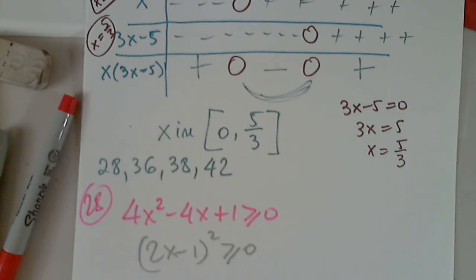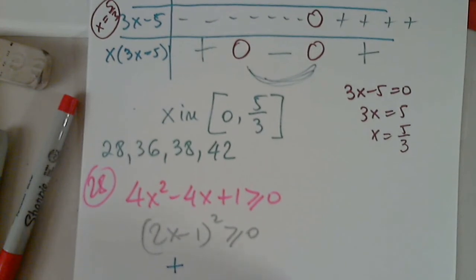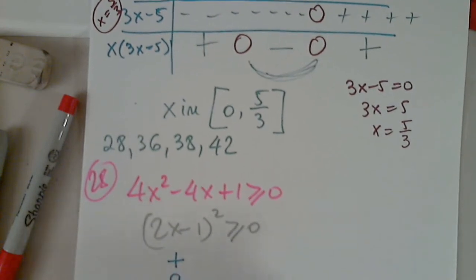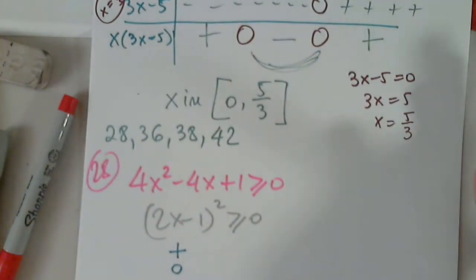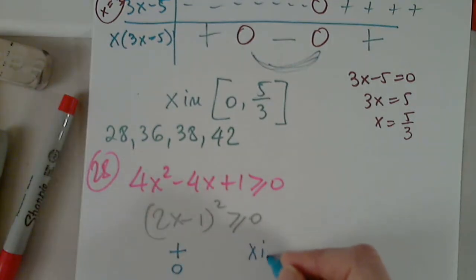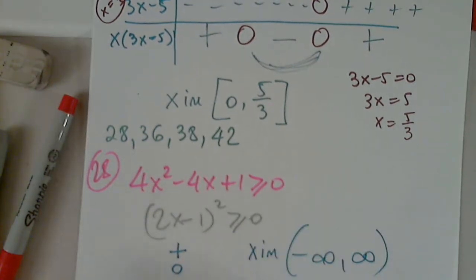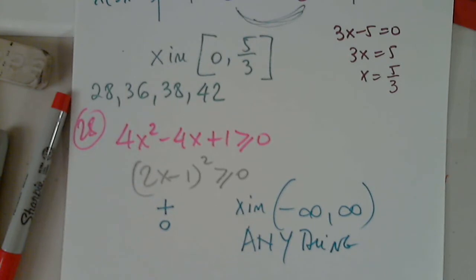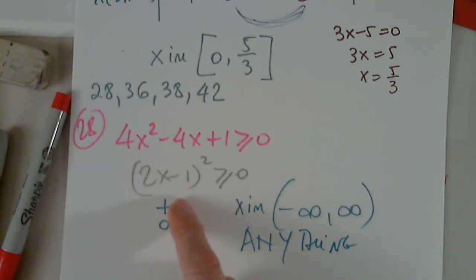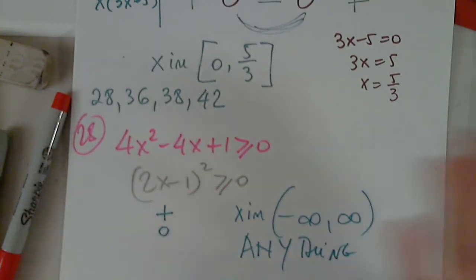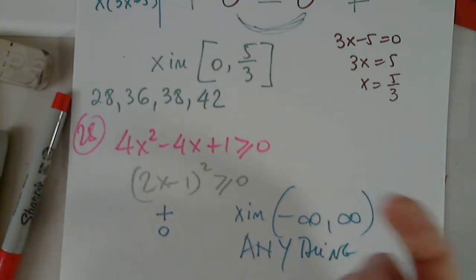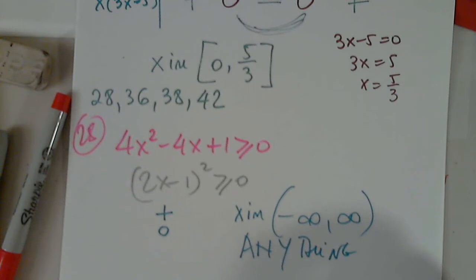But the thing is that this is always a positive number. It could also be 0 at 1/2. But a positive or 0 is always greater than or equal to 0. There is no restriction. I will say x in anything. In other words, anything. How come? If I pick 0, I get 2 times 0 is 0, minus 1 is -1, squared is greater than 0. If I pick -5, -10 minus 1, -11, I square, I get 121, greater than or equal to 0. Anything.